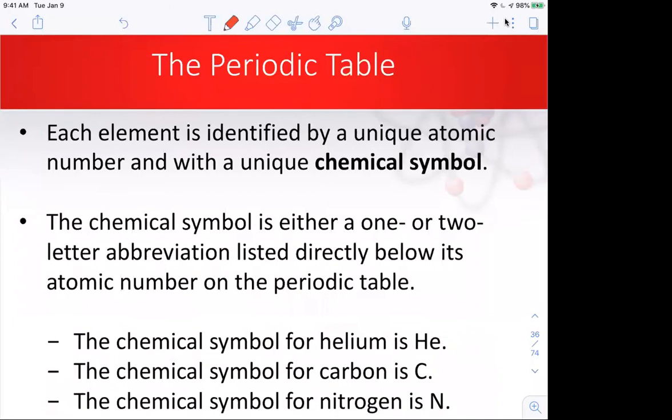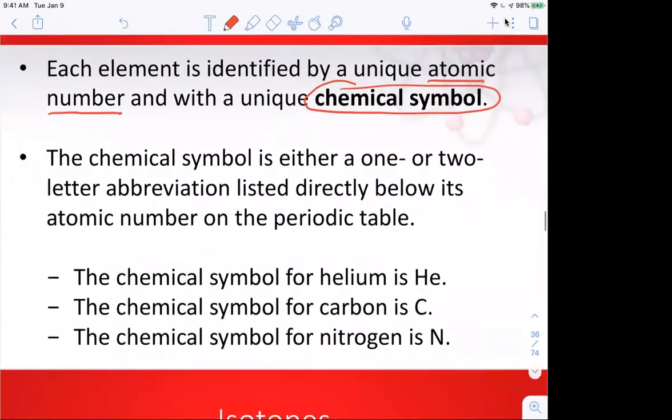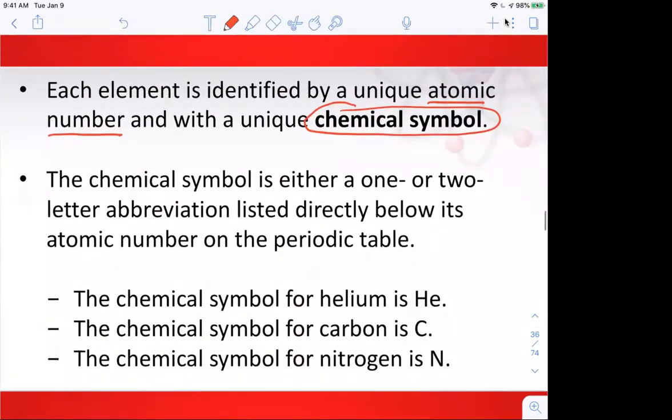Every element is identified with a unique atomic number. Remember, the atomic number is the number of protons. As I add or increase the number of protons, I change the identity of the element. So each element has its unique chemical symbol.